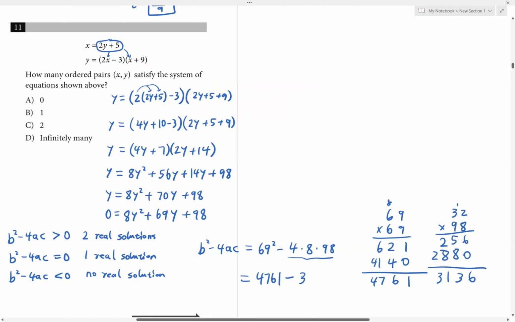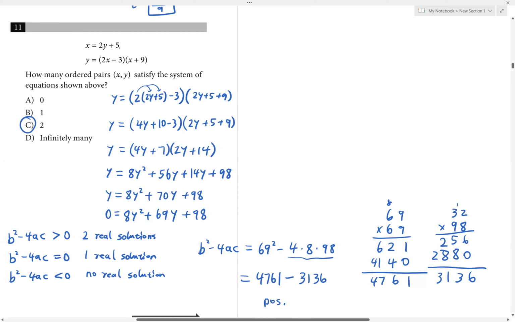So you see, this is smaller. We have a bigger number minus a smaller number, so we should get a positive answer. It's definitely positive. So the determinant is positive, and we know we should have two solutions. So letter C will be our answer here. Obviously this is a lot of work, because we multiply out with no calculator, so it's very time consuming. This is the way to do it algebraically.